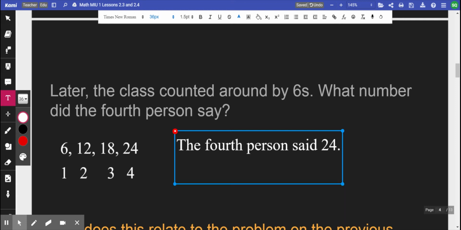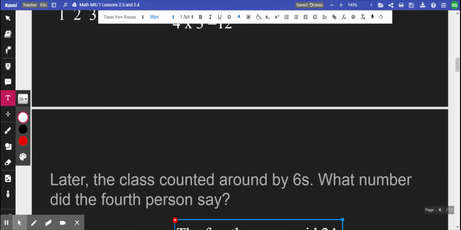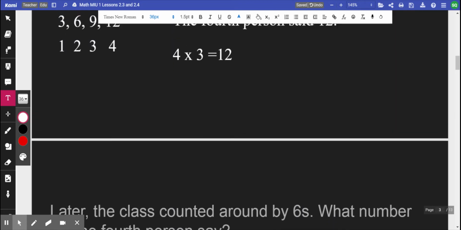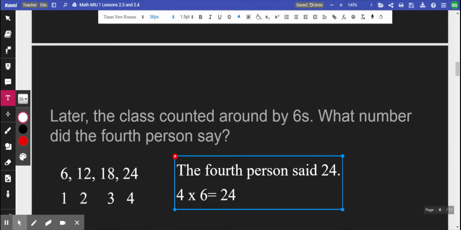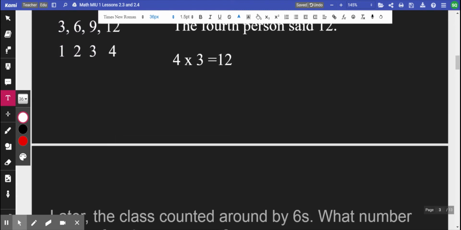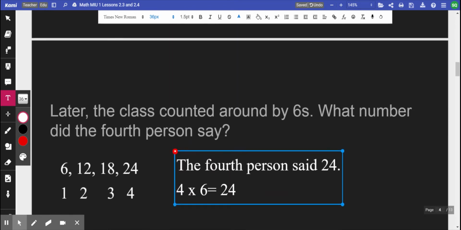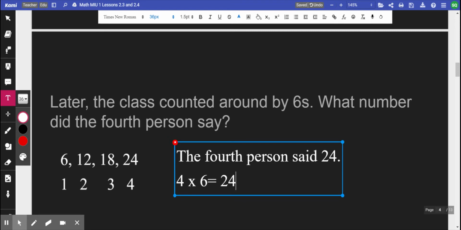So let's think again about the multiplication problem. It's 4 groups times how many are in each group? 6, and that equaled 24. So now how does this relate to the problem on the previous slide? Both of them had 4, the fourth number, right? Both of them have an answer. One is in groups of 3 and one is in groups of 6.